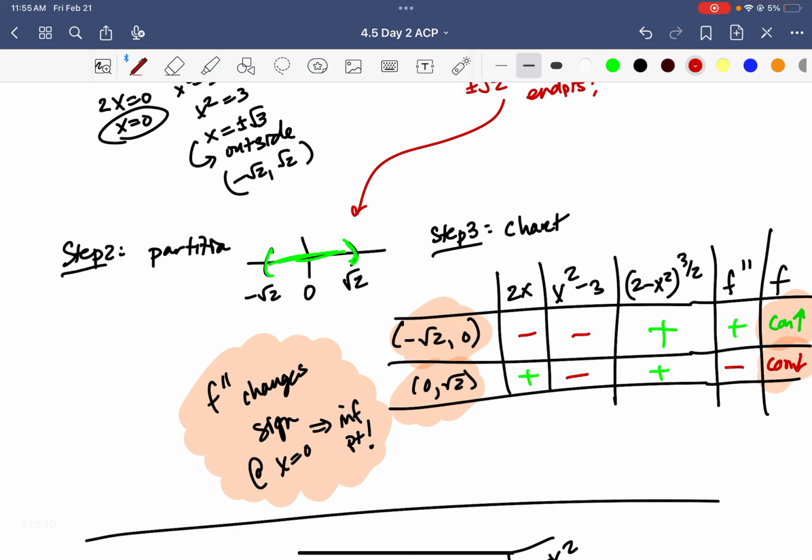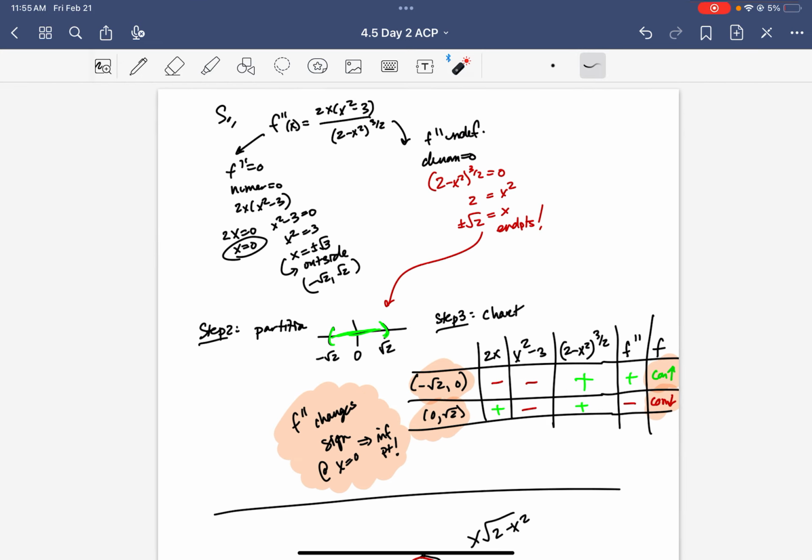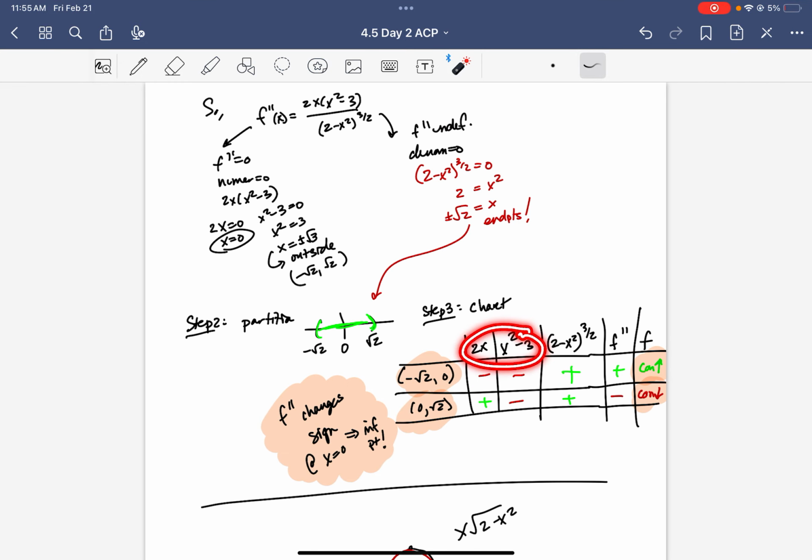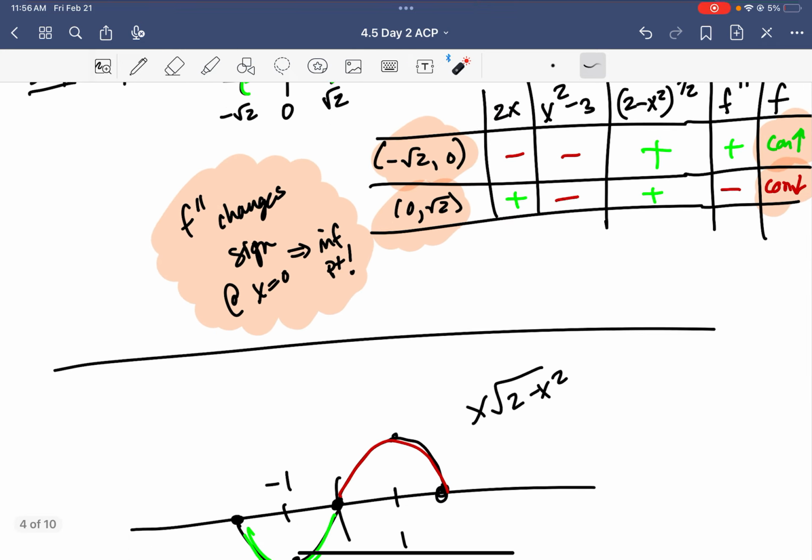So in this case, you do your intervals, you find your concavity like so. Again, how do we know what to put? This is our numerator, this is our denominator, and then we have the factors of our numerator. And so that's all of our stuff, right? That's how we figure out what goes there. Since it changes sign, we do have an inflection point.